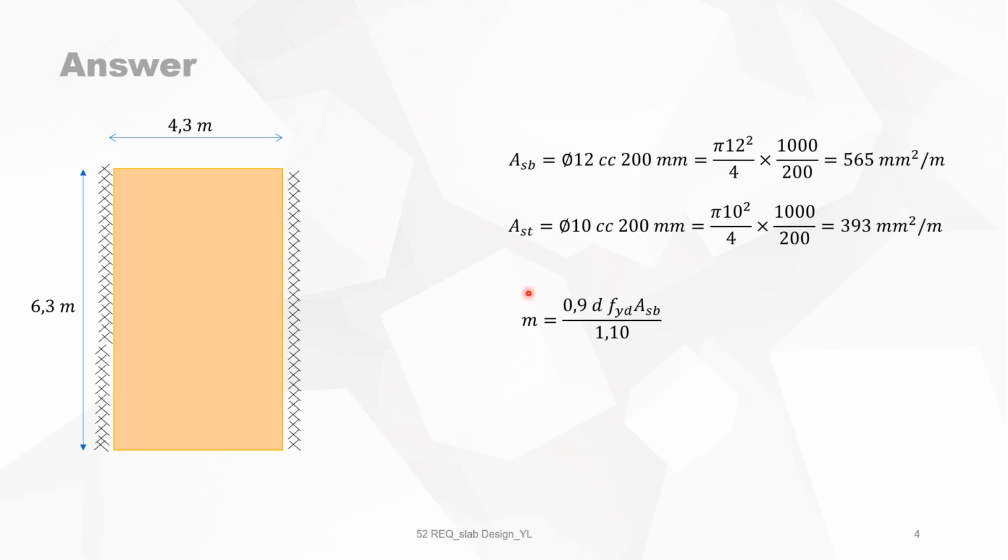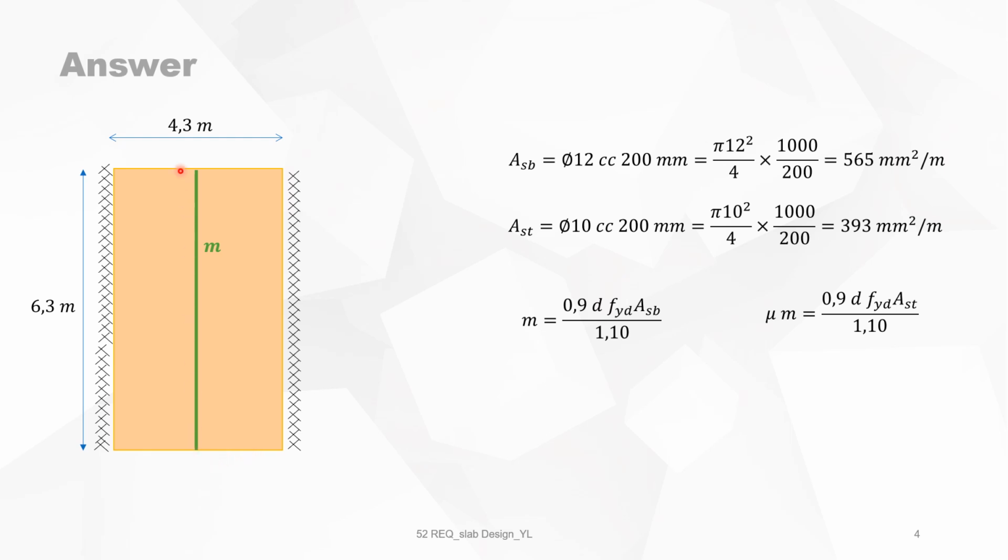The plastic bending moment, by definition, is equal to 0.9 times the lever arm times the yield strength of the steel times the reinforcement. But because we are using an upper bound method, we have to use 10% more reinforcement or 10% less bending moment. The bending moment at the fixed end supports, or the negative bending moments, m, is also by definition equal to this, but with the top reinforcement instead of the bottom reinforcement.